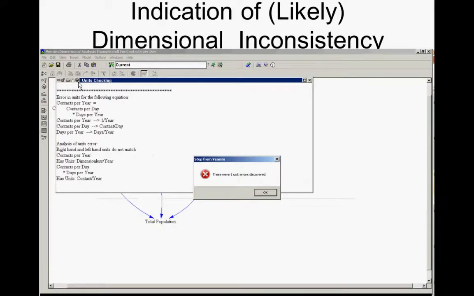It'll say, okay, there's errors in units of this. It says, okay, you have this equation, contacts per year equals contacts per day times days per year. Contacts per year is 1 divided by year. Contacts per day is contact per day. Days per year is days per year. And it comments on the nature of this. It says, okay, contacts per day is units contact per year, but the left-hand side is units dimensionless per year. So it'll actually warn you.